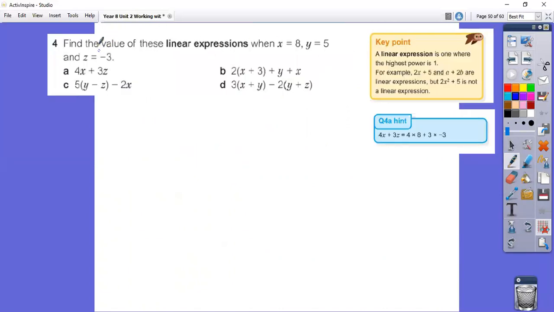And then for question 4, find the value of these linear expressions when x equals 8 and y equals 5, and z equals -3. So again, you just need to substitute these values into the expressions to work them out. So you do 4 times 8 plus 3 times -3. What do you get? Expand and add up the numbers. So that should be fairly straightforward. You've got the hints there. So just look at these.